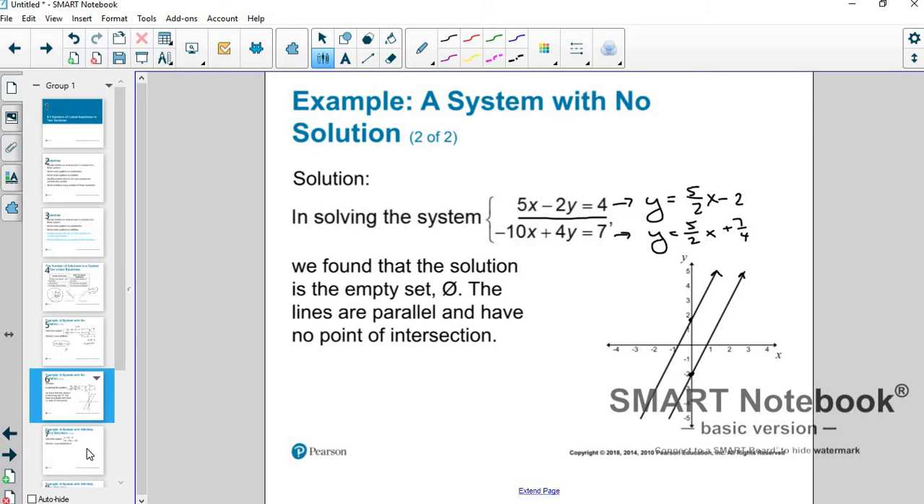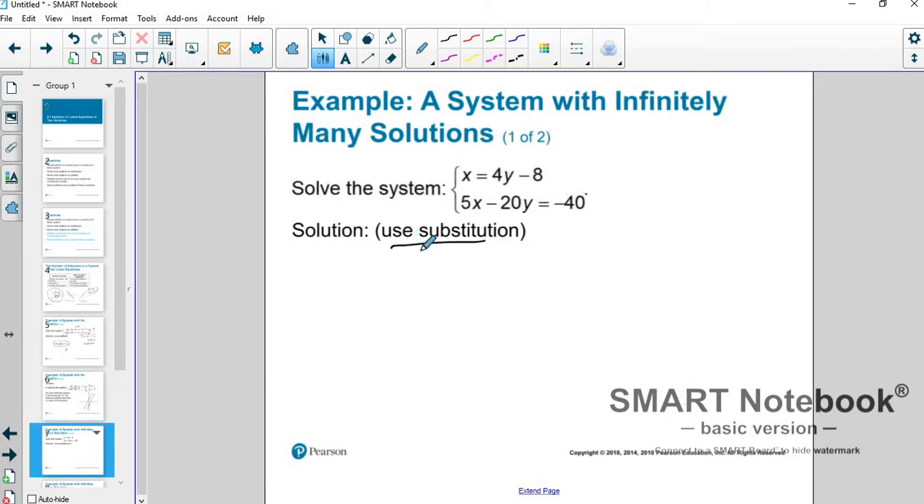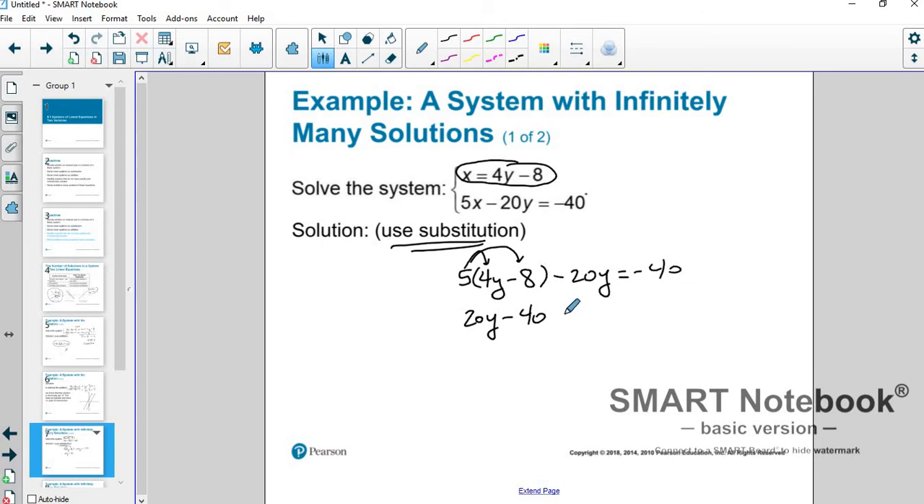Now, what about a system where you're using substitution? What does that look like? Well, let's do substitution here. This is already solved for x, and so we get 5 times x minus 20y equals negative 40. This 4y minus 8 goes in for x. Distribute the 5, you get 20y minus 40 minus 20y equals minus 40. So 20y minus 20y is 0y, but this time we get negative 40 equals negative 40, and that's not impossible, that's true. In fact, that's always true.